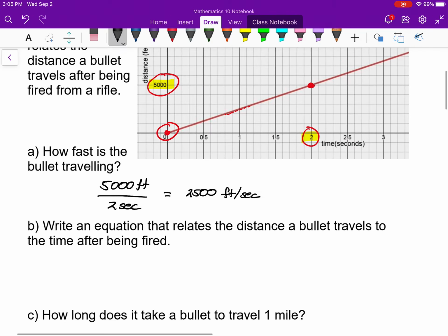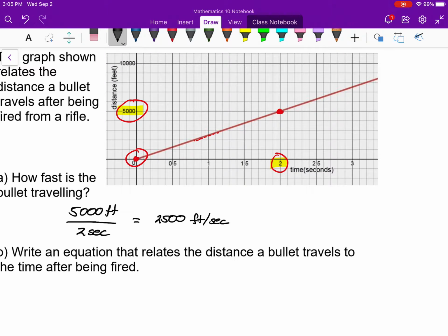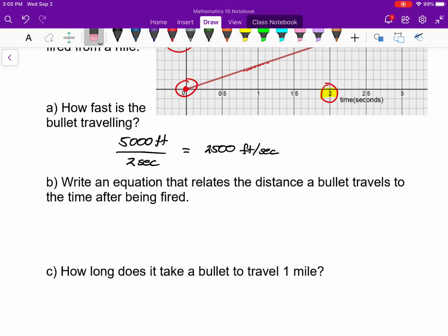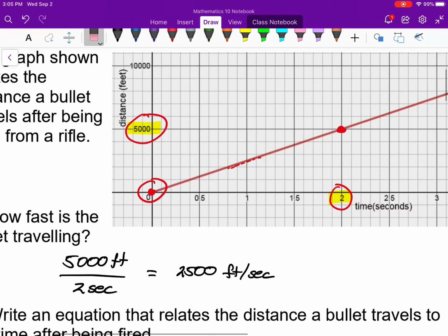And it's always traveling at the same speed according to this graph, and that's because the line isn't changing direction. If this started to slope down like this or something, then I know the speed is not always the same. All right, so next, write an equation that relates the distance a bullet travels to the time after being fired. Well, for this, I need to give variables to my x and y axes.